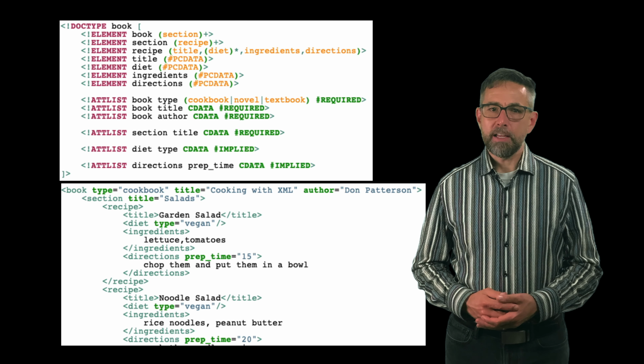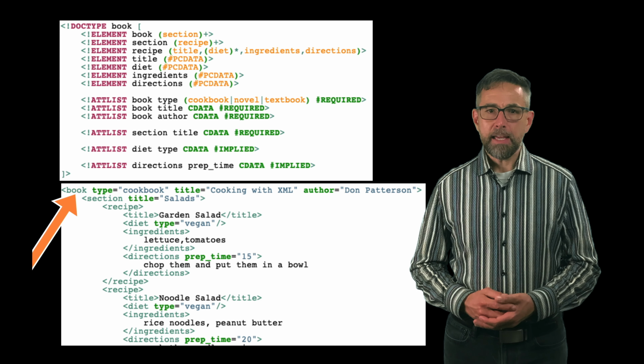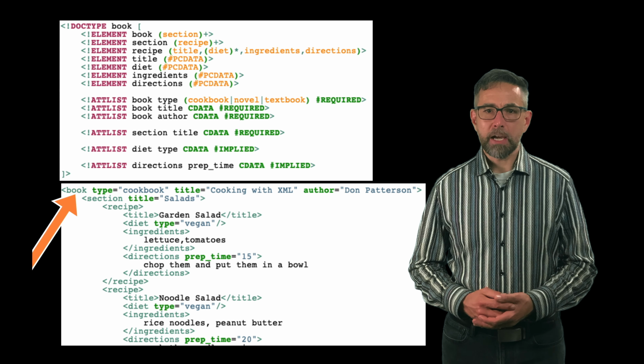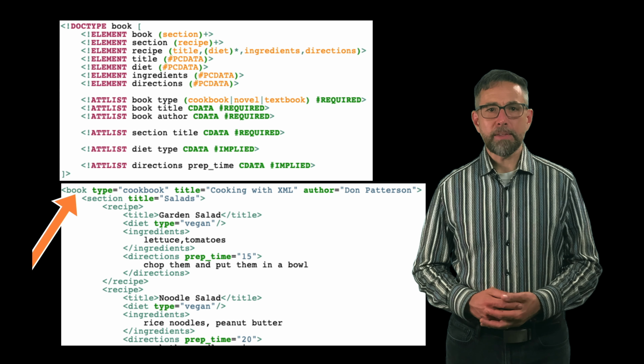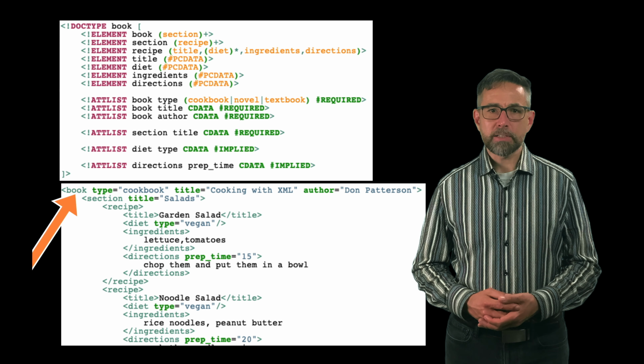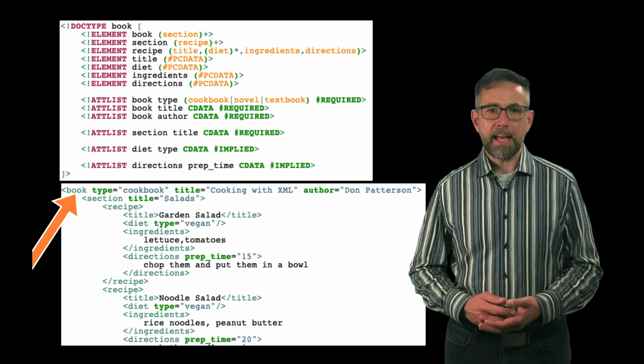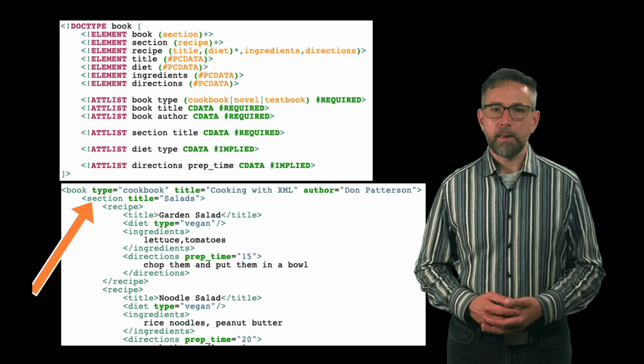We can see that there is the root book tag. Let's take a look. It has 3 attributes: type, title, and author. If we look back up in the DTD, we can see that books are allowed to have type, title, and author. Type is cookbook, so that's good. So it looks like book is going to pass, provided that it is well formed and has a closing tag.